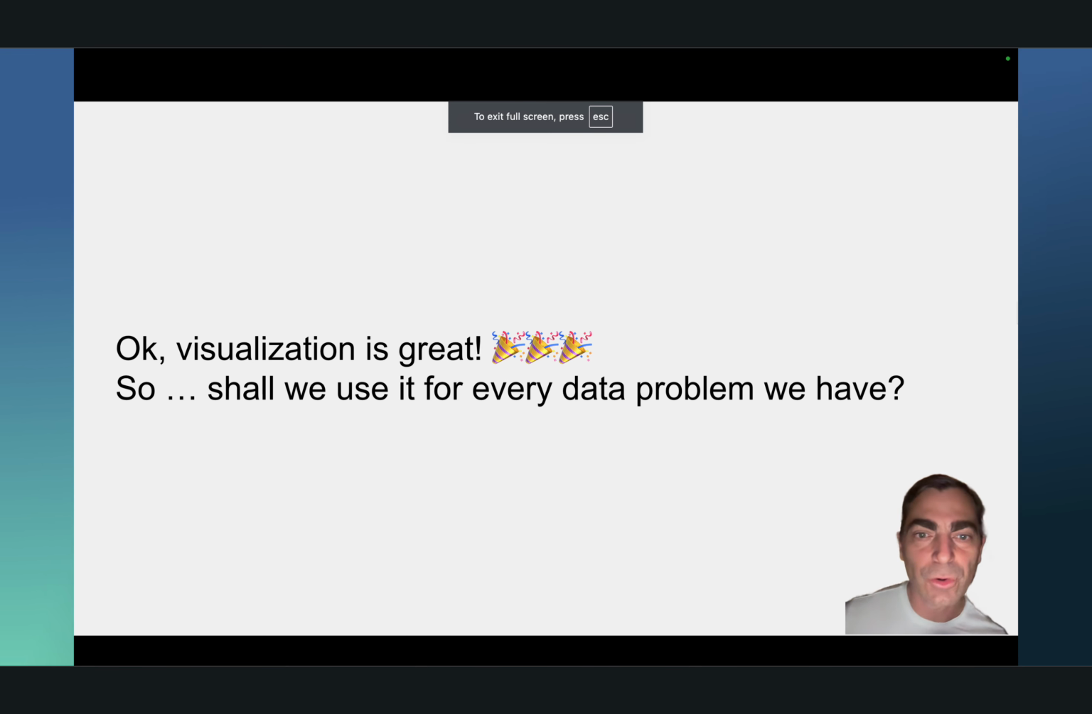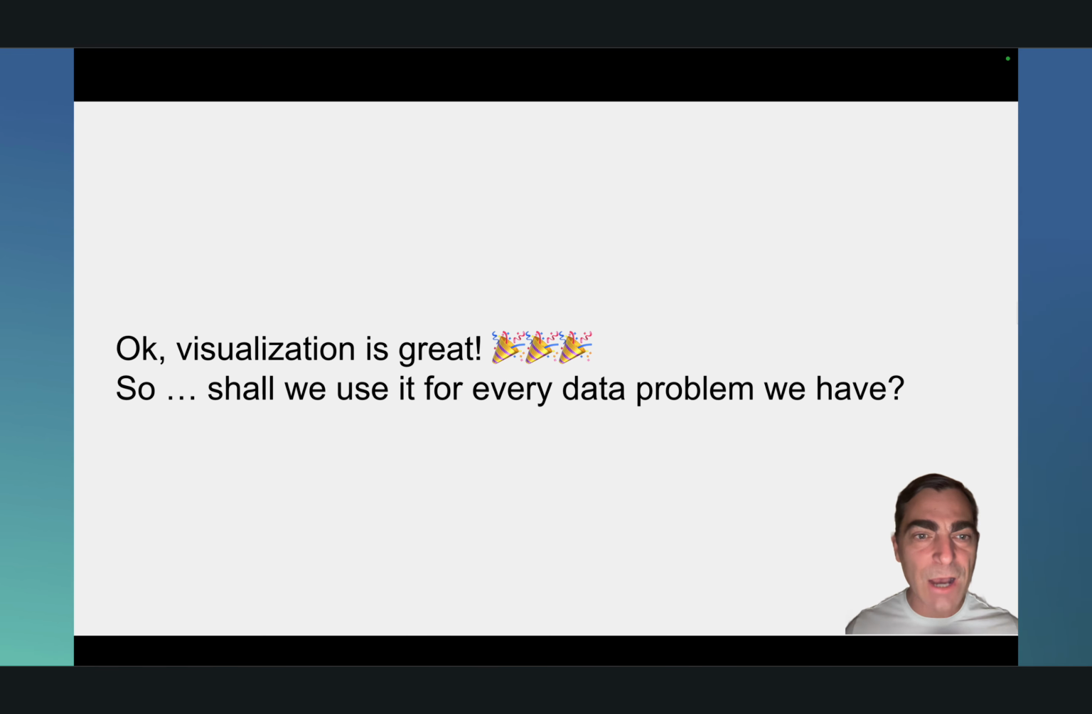So after seeing all these examples, you may think, wow, visualization is fantastic and I should use it for every single problem I have out there because it always works and it always makes information easier to absorb, right? Well, unfortunately, the answer is no, that's not the case. And let me explain to you why.